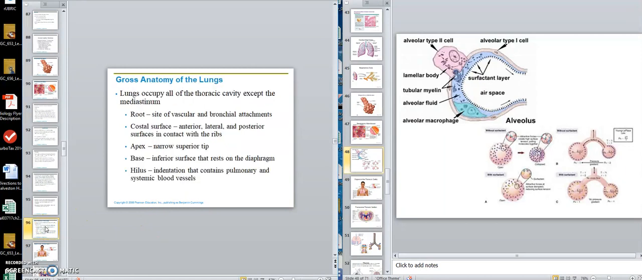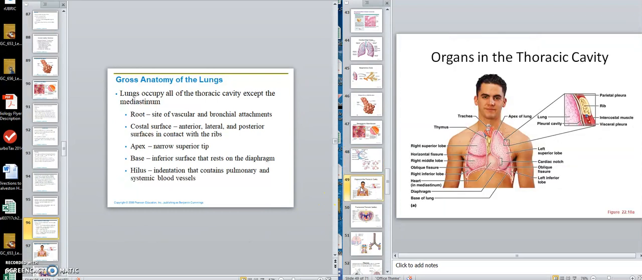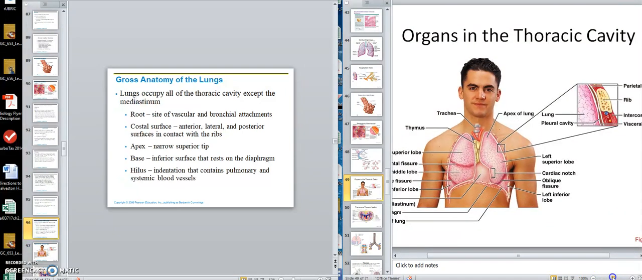Okay, now where we are is to look at the gross anatomy of the lungs. Three lobes on the right, two lobes on the left. Let's blow this up a little bit. You can learn this anatomy.